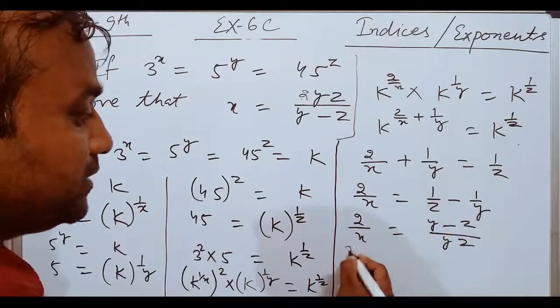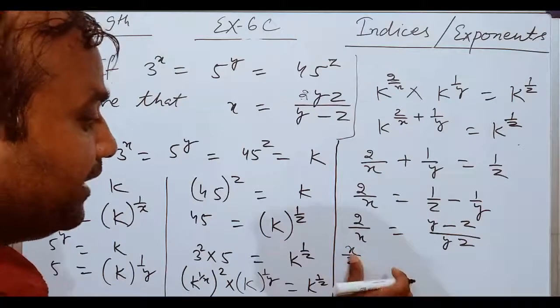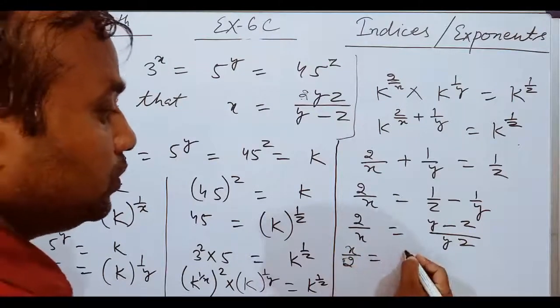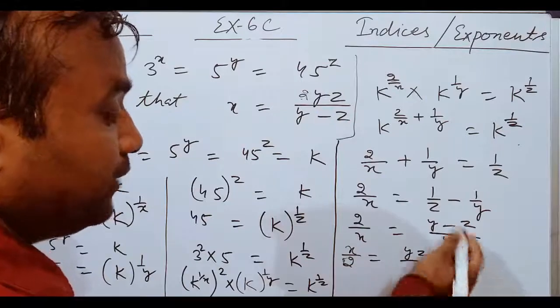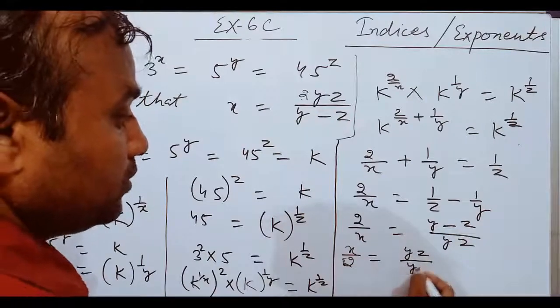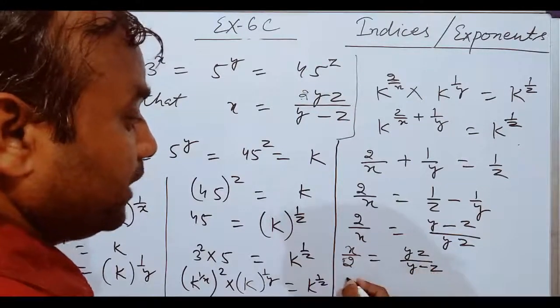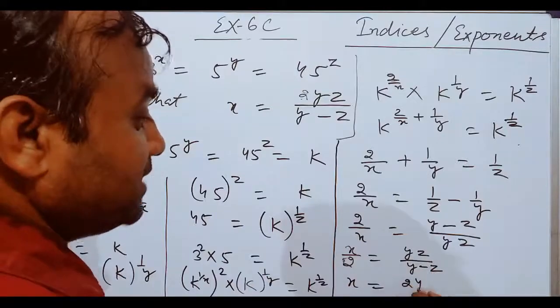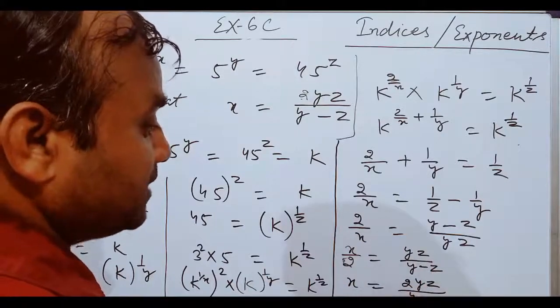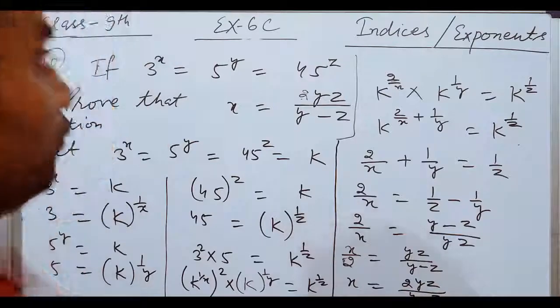So write the inverse of this, x upon 2 equal to yz, means we have to write the inverse of both sides, yz. x equal to 2yz upon y minus z. This only we have to prove. Okay.